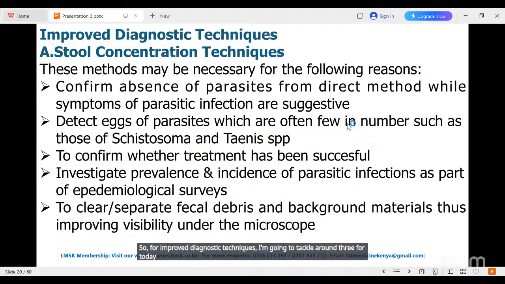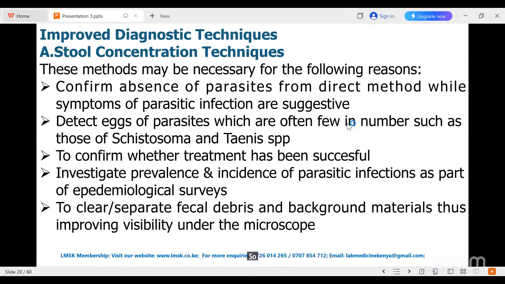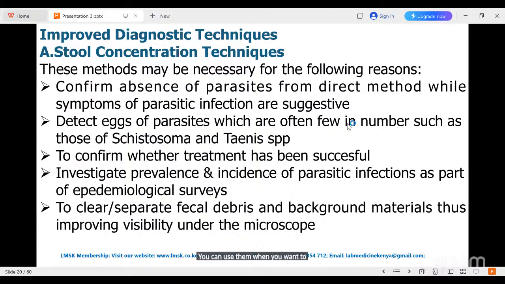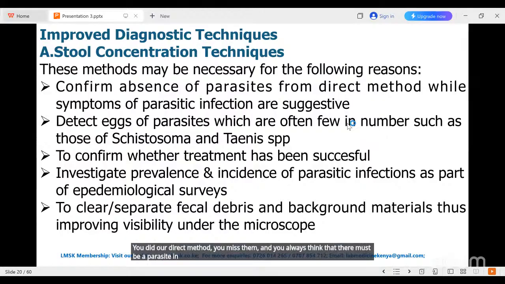The first one is stool concentration techniques. Concentration techniques are methods that we can use because of these reasons. You can use them when you want to confirm absence of parasites from direct method, but you see that the symptoms are suggestive of a parasitic infection. You did a direct method, you missed them, and you think that there must be a parasite in this stool sample. You can do these techniques.